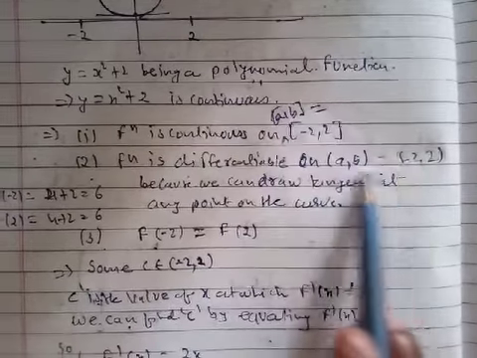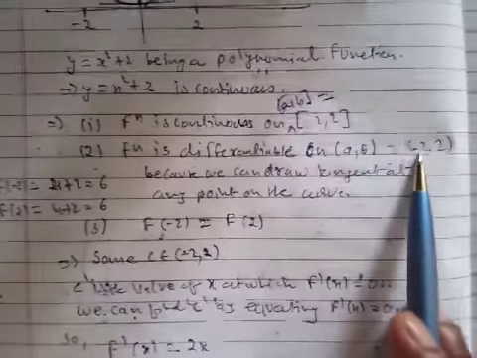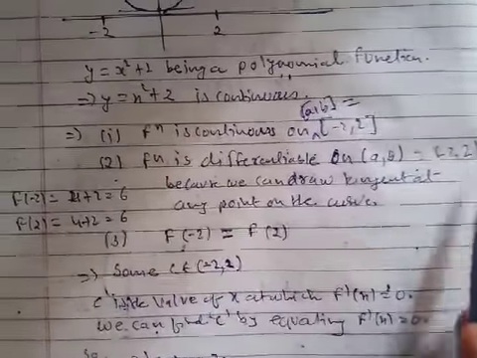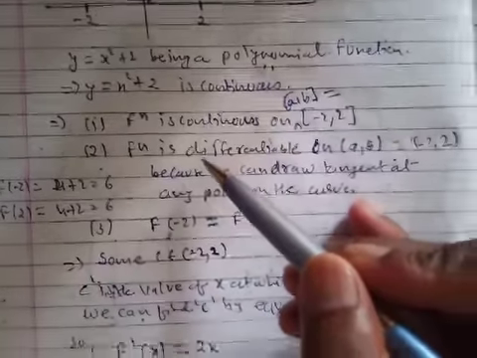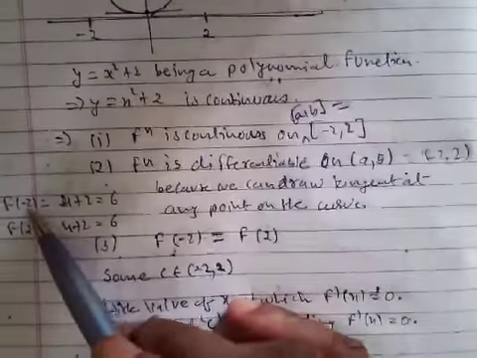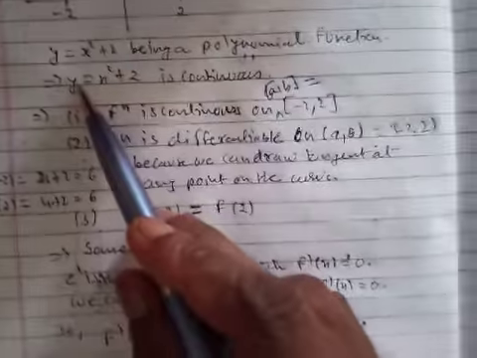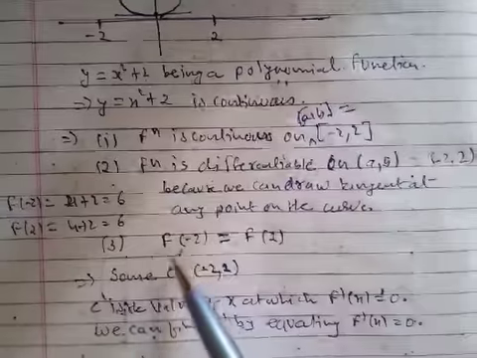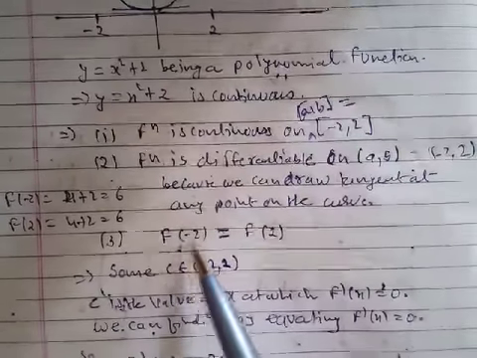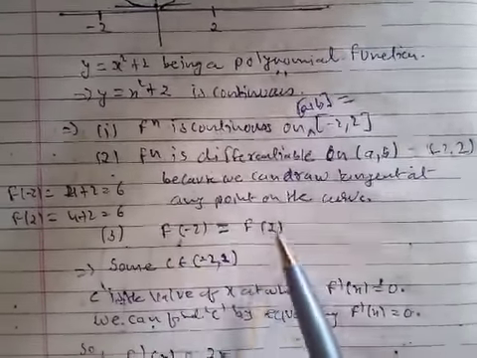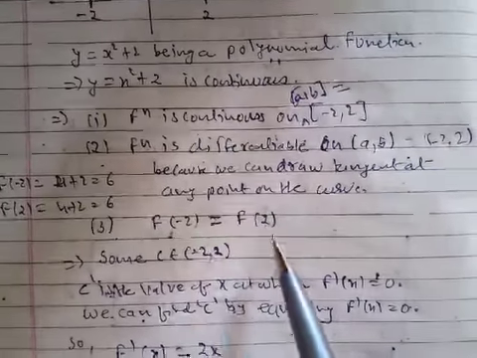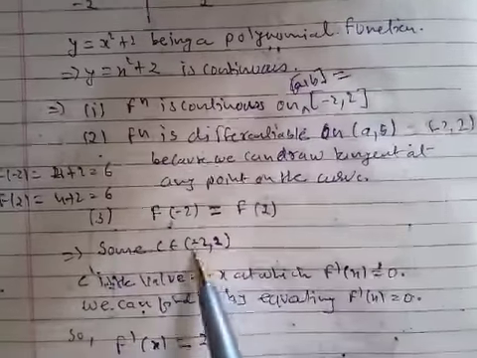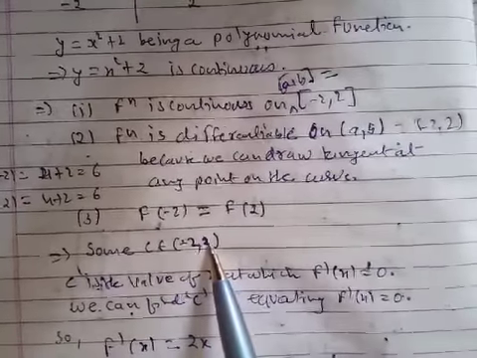So this a is minus 2, b is 2, and it is given that it is differentiable on minus 2 to 2. Third condition: you have to find f of minus 2. Substitute, you'll get 6. f of 2 is also 6. So the third condition is also fulfilled: f of minus 2 is equal to f of 2, meaning f of a is equal to f of b. So there is at least some c belonging to this open interval, in between, where the derivative becomes 0.